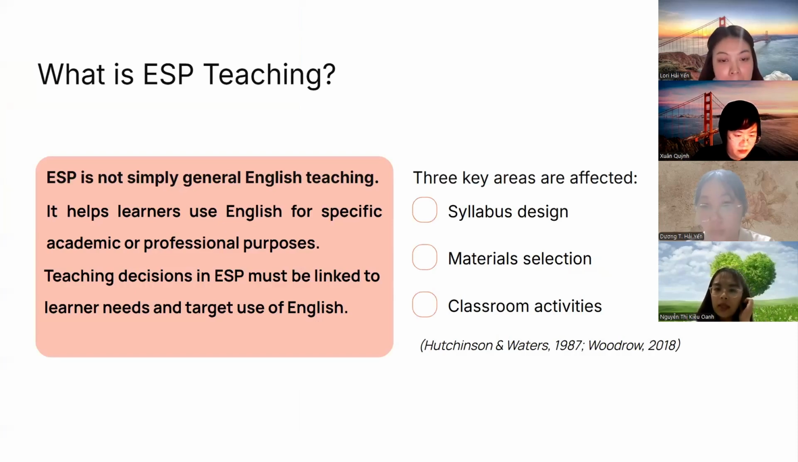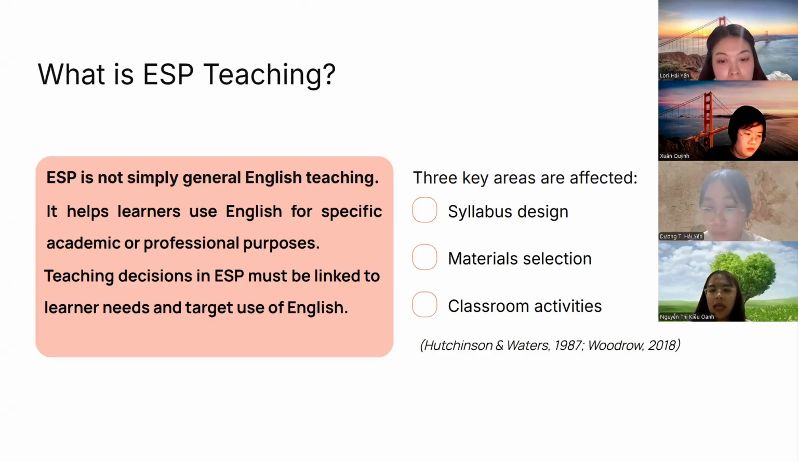First of all, ESP is not simply general English teaching with a different label. It is a way of teaching English that helps learners use the language for specific academic or professional purposes. That means students are not learning English only to know the language in a broad sense. They are learning it because they need to perform real tasks in real fields such as tourism, engineering, nursing, or law. Because of that, teaching decisions in ESP cannot be made in a general or random way. They must be closely linked to learner needs and to the target use of English.